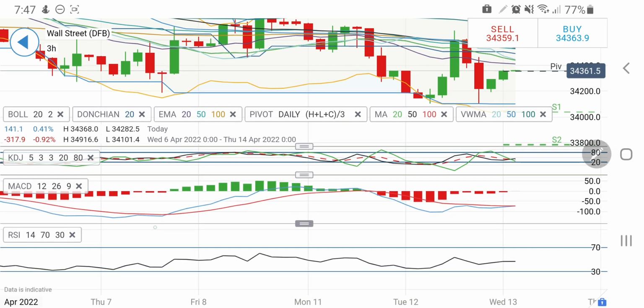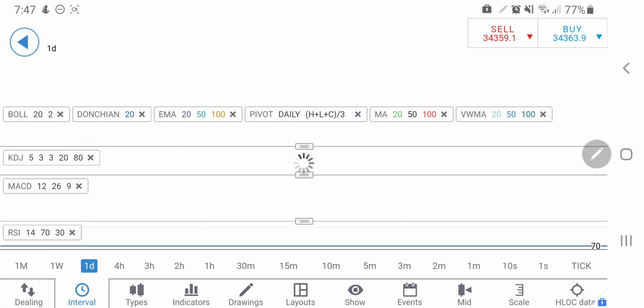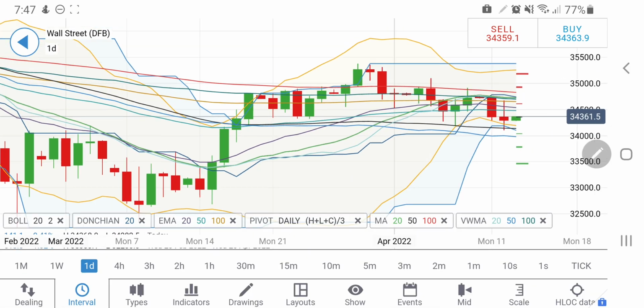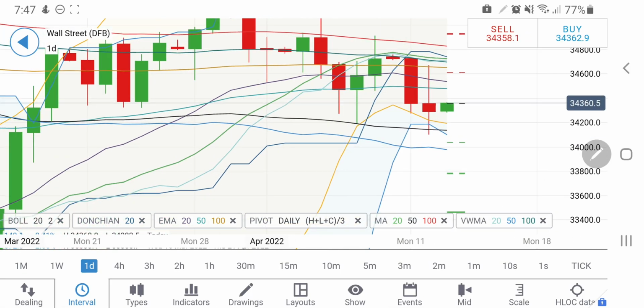Stochastic looking upwards. MACD trying to cross over on the buy side here. So this is on the 3-hour charts. Let's have a look at the daily charts now. On the daily charts again, see, previous candle, if you consider, that is an indecision candle closing in red. It is trying to achieve the highs there.